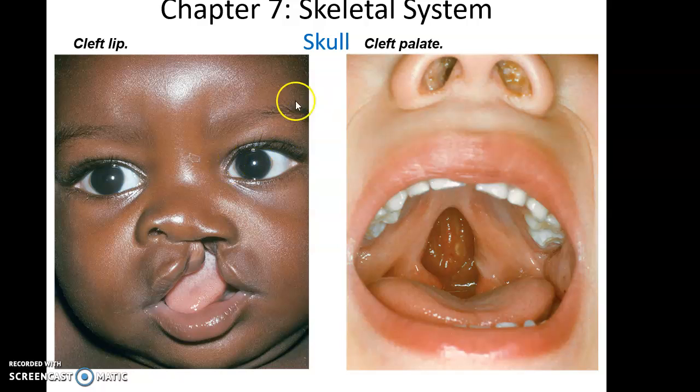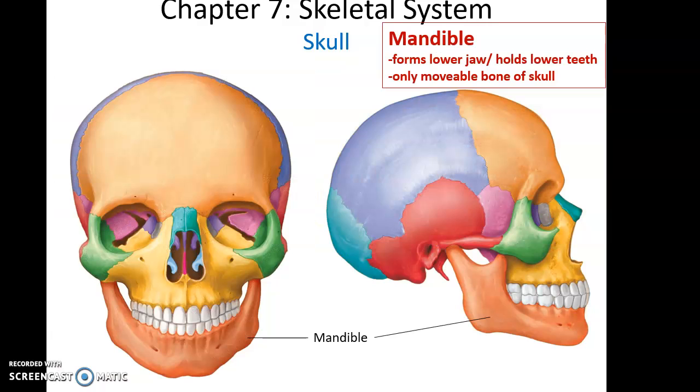Cleft lip is when the lip doesn't fuse properly during development. It's pretty easy to repair with some surgery. The cleft palate is much more severe, where the palatine and maxilla bones did not form completely, did not fuse together, and so there's a space connecting the oral cavity to the nasal cavity. This can cause a lot of problems for the child, and so it ends up being corrected by a series of surgeries over years. Pretty severe birth defect.